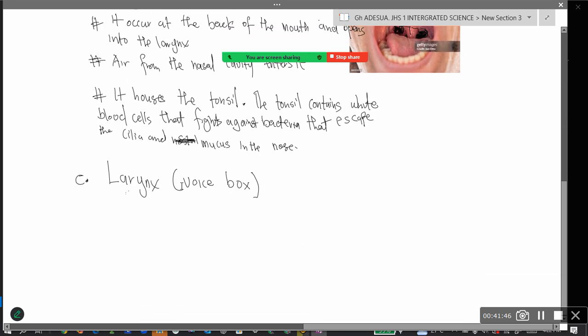I know someone will ask, if we have a voice box, why do we need microphones when we are singing?